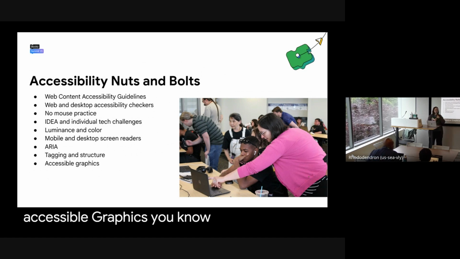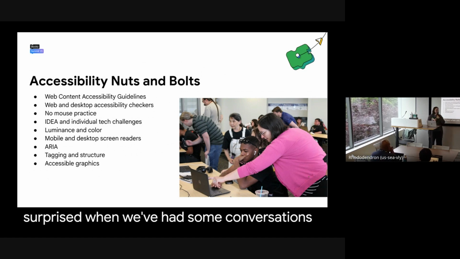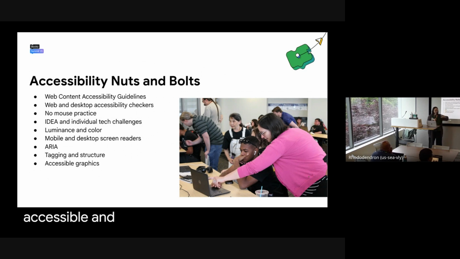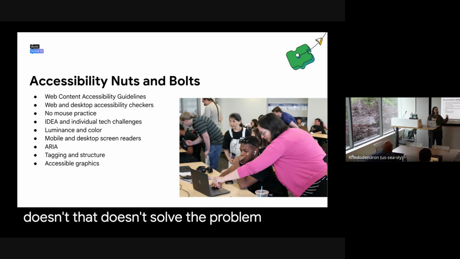You know, I've been surprised when we've had some conversations with developers and they've been like, oh, we've got to make it so that the input is accessible and then it just outputs something that the blind kid's not going to see. Well, that doesn't solve the problem. The output needs to be accessible too.